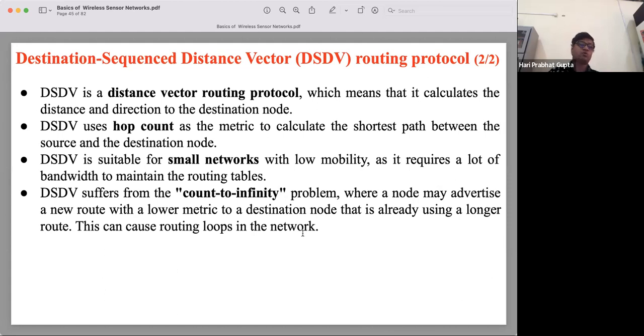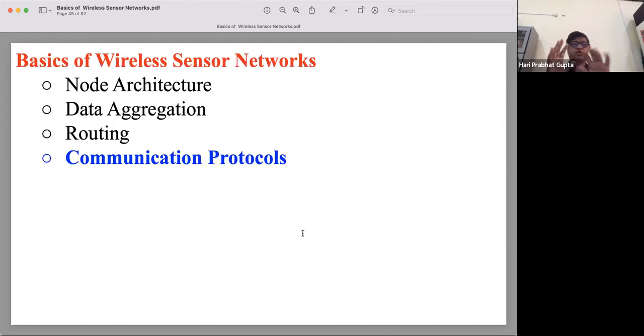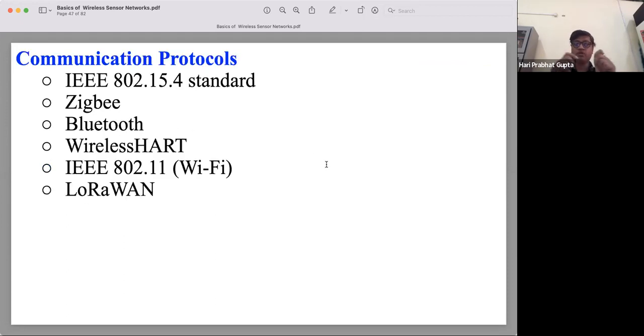So these are the 3 protocols they use for data transmission, and we can easily classify them into 2 categories: one is on-demand, the other one is table-driven. Now these are the routing protocols in the network. So node designing, data aggregation, and routing. Now we come to the communication protocols. So how can we communicate this data? Routing protocol is some sort of algorithm, you can make the path. But for communication purposes, the communication unit is there. They use some communication protocol, and we can use this communication protocol on that path.